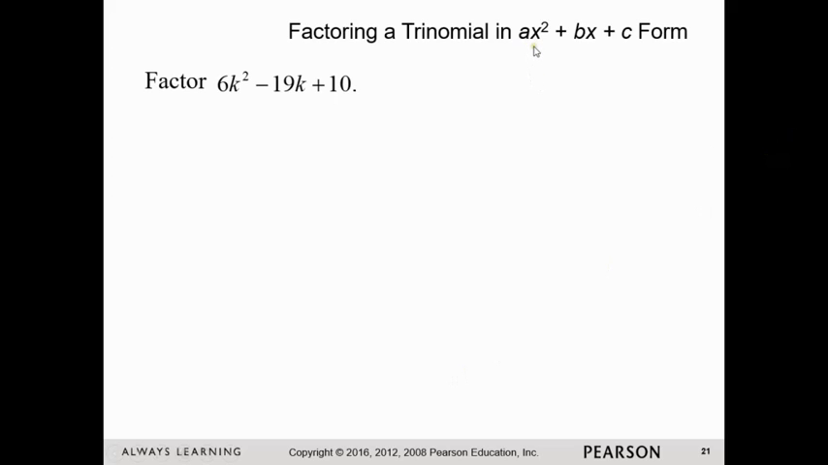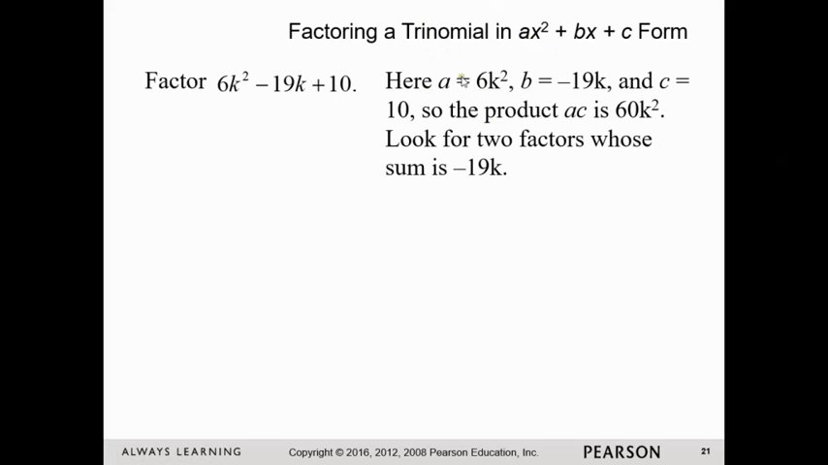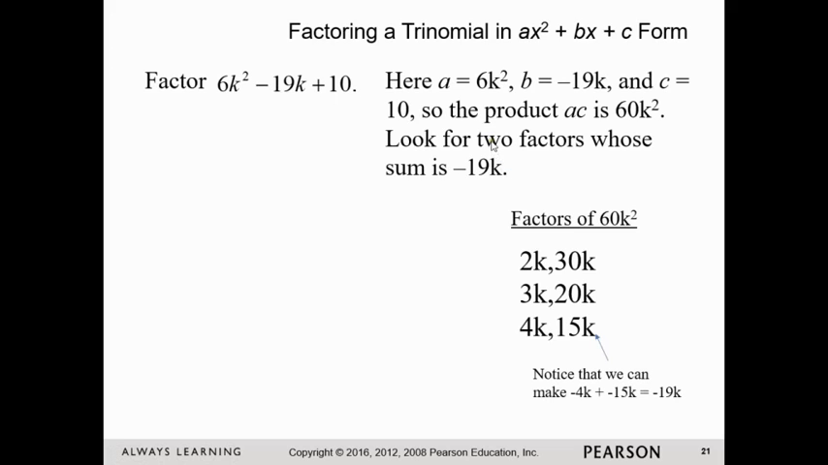Again, it is a trinomial that has a leading term that is not 1. So again, we have A, B, and C. We find AC again. And remember, we look for factors of AC that also sum to the middle term, -19. So we look at our factors of AC, which is 60k squared, and we see that 4 and 15, when we have -4k plus -15k, we get -19k. So we found our two factors.